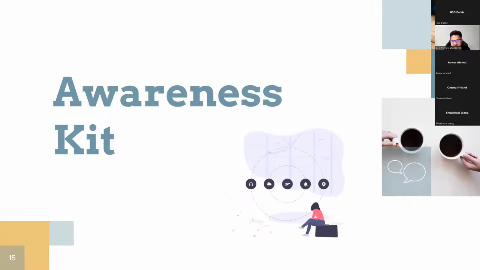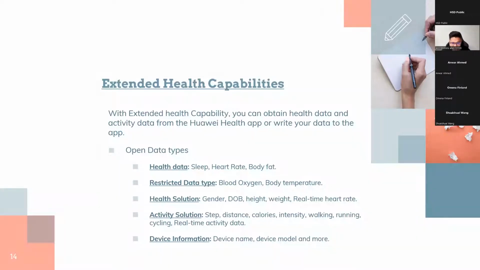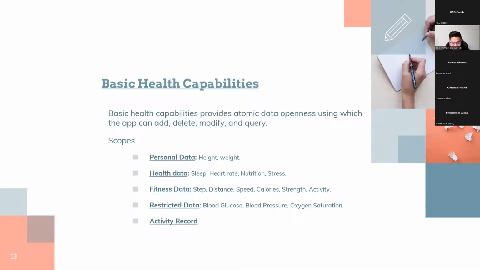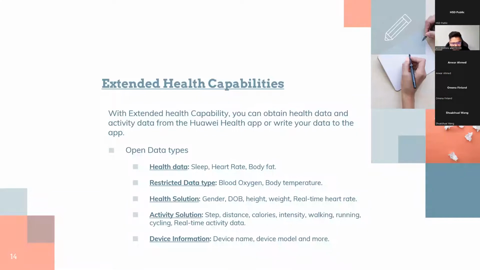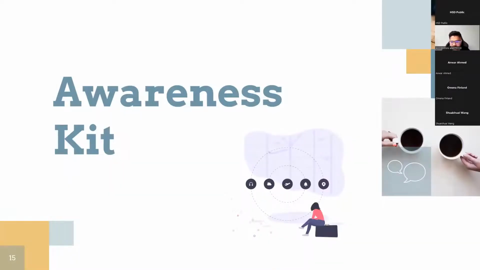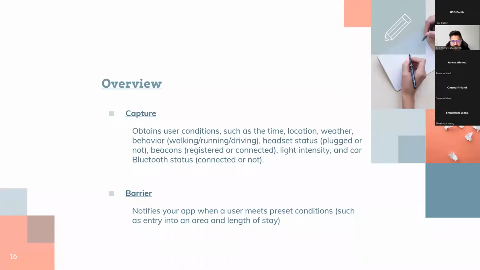About the awareness kit. When you get all this data from the health kit, you can use it in different ways, and one of the best ways is using it with the awareness kit. The awareness kit provides a more immersive and personalized way for the user, because it can capture the user's conditions. It can do a lot of things, but basically I think behavior and some conditions, such as time and location, are the most important ones for health kit that you can use.